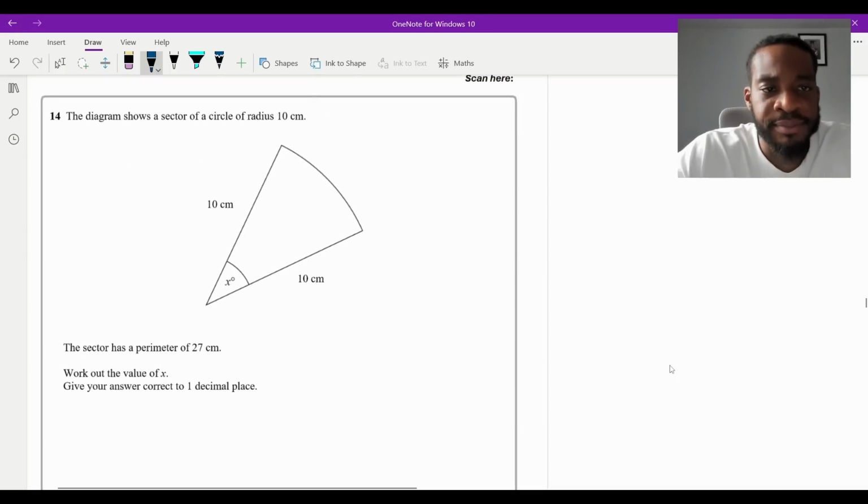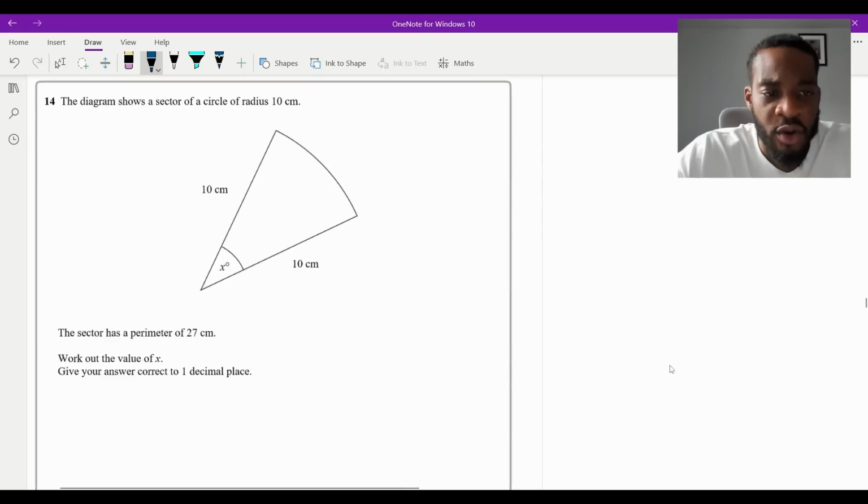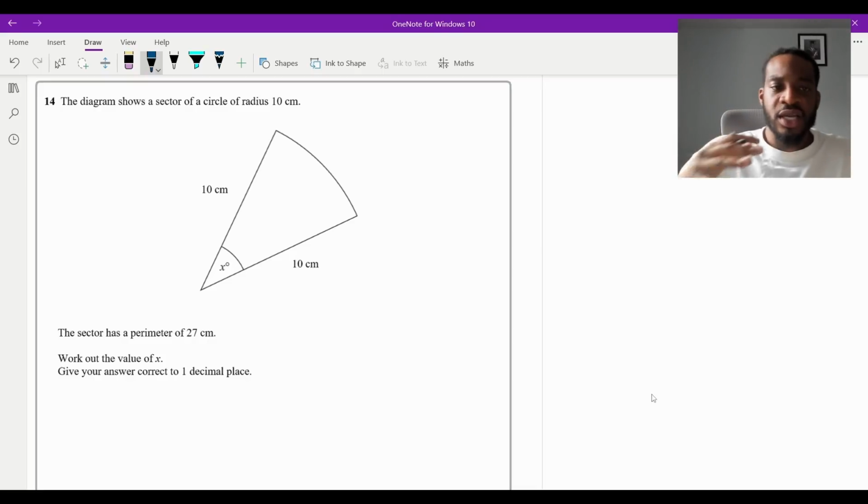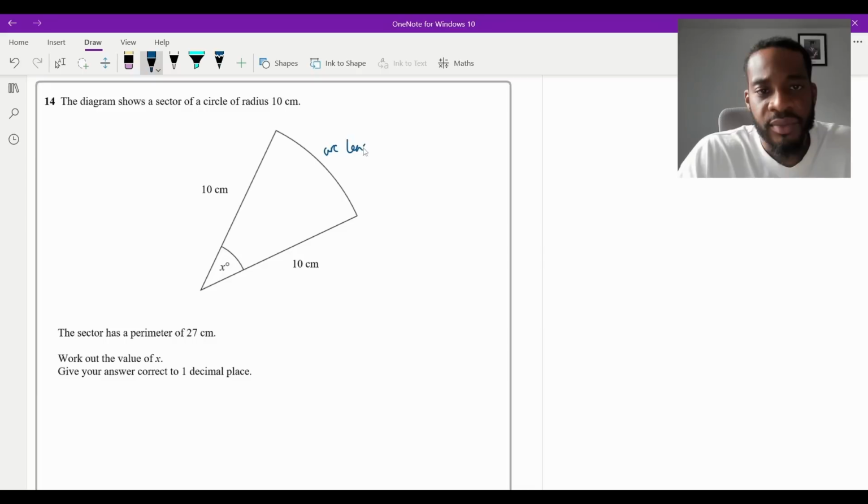Okay, so firstly, what do I know? They've given us the perimeter. Remember, the perimeter is just the length of all of the sides added together. So that's 10, that's 10. This side here is what we call our arc length, isn't it? Now, this is the only length that's missing.